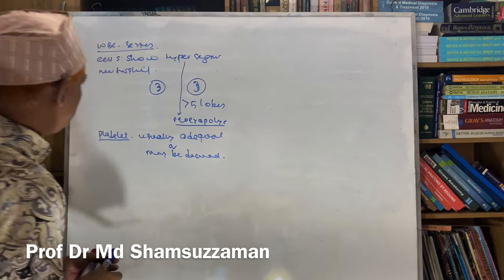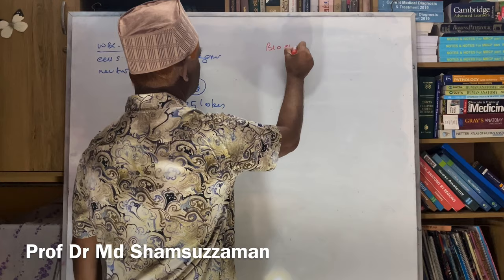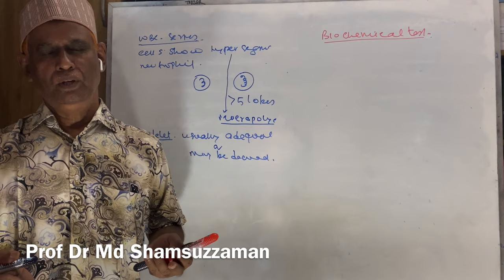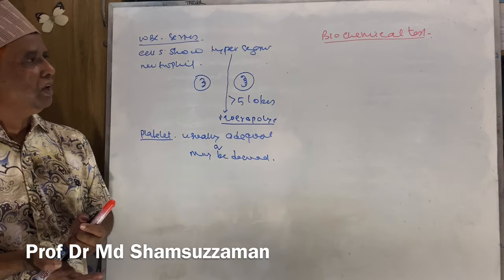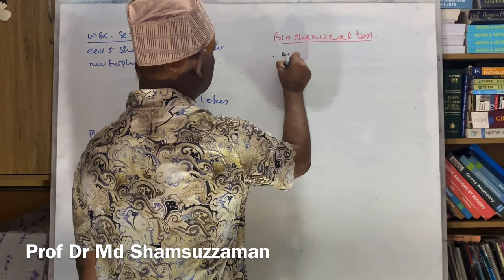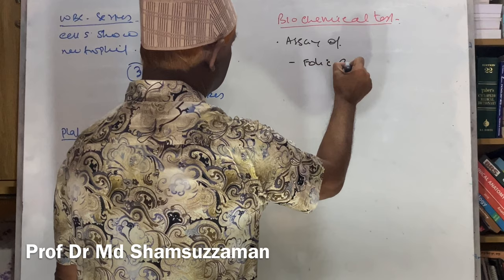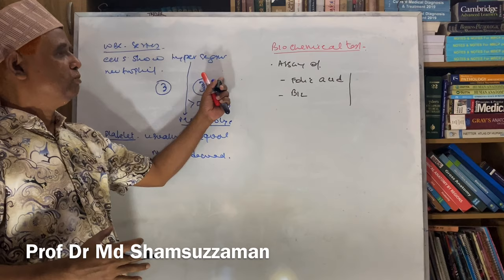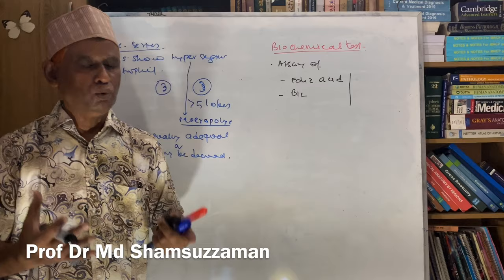Now come to biochemical test. Dear audience, we know folic acid deficiency or vitamin B12 deficiency is the cause of macrocytic megaloblastic anemia. So we have to assay folic acid and vitamin B12 in plasma. If we get decreased folic acid level in plasma, so cause of megaloblastic anemia is folic acid deficiency. If we get vitamin B12 reduced in amount in the plasma, the cause of megaloblastic anemia is vitamin B12 deficiency.